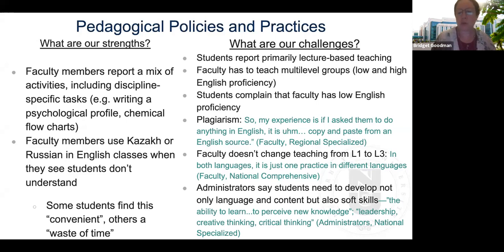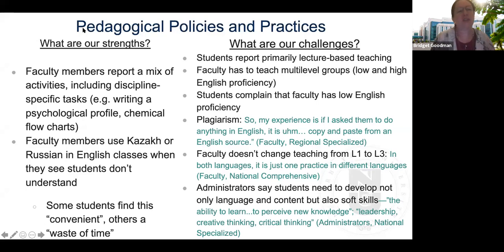The students are more mixed about this. Some of them find this convenient, others find it a waste of time, especially if they studied abroad and they are highly proficient in English. To have to switch for other students slows them down. And teachers also complained about the multi-level groups, about having to deal with students who are sometimes A1 level trying to study in a master's program in English.